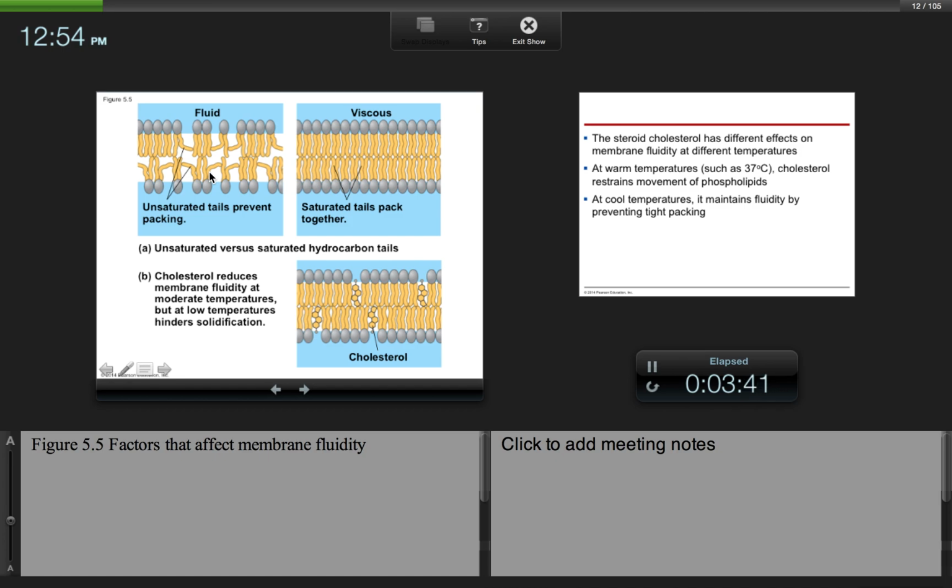packing. As your temperature increases, the increase in temperature is going to cause your membrane to become more fluid. So as a result, you would want to have saturated tails.